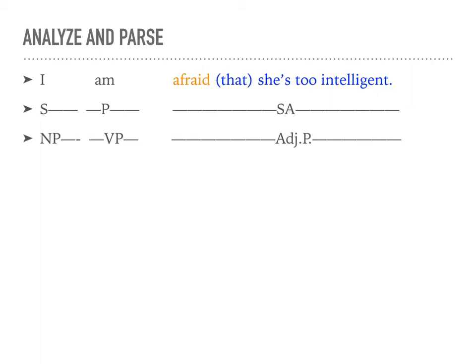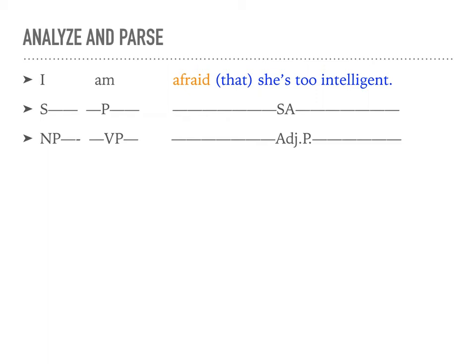If we look at it here, we see I am, noun phrase, and am is of course the verb phrase, and that is realized by afraid that she's too intelligent, which is an adjective phrase, because the sentence is I am afraid. Now, if we look here further, we are of course going to do the same thing that we did in the previous slide, which is now we're going to work it a little bit further. We're going to analyze the entire adjective phrase.